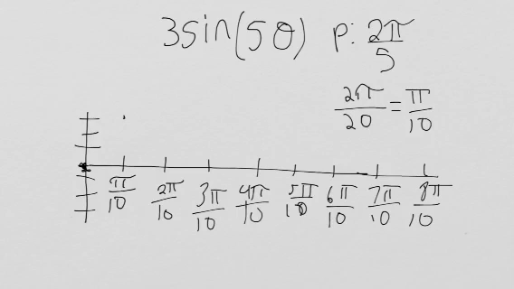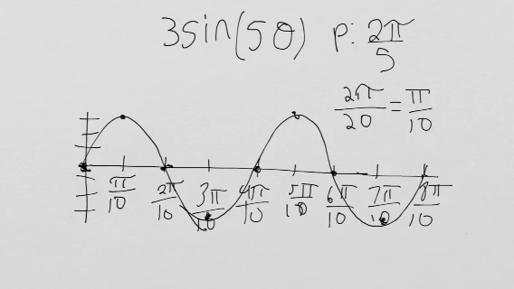So at pi over 10, we're going to jump up to the max at 3, 2 pi over 10 back to 0, 3 pi over 10 to negative 3, 4 pi over 10 back to 0, there's one cycle, 5 pi over 10 back up to 3, 6 pi over 10 back to 0, 7 pi over 10 back down to negative 3, 8 pi over 10 back to 0, and now we just have to connect the dots, which I will do my best. Here we go. It's really hard to draw on this iPad. Not so bad. Okay, there we go. There's one cycle. There's 2 cycles of 3 sine 5 theta.